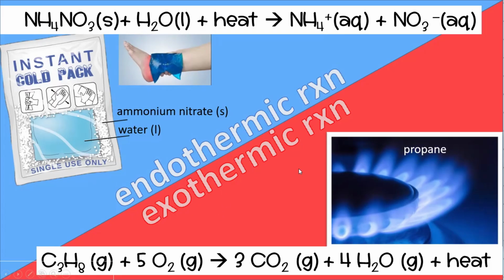An exothermic reaction example is propane. So the combustion of propane. So this is a gas burner here. Propane, C3H8, which is a gas, in the presence of oxygen, plus 5O2, also a gas, yields 3 carbon dioxides and 4 water molecules, all in the gaseous state, plus heat. So it produces heat. It gives off heat and it floats out the window. Exothermic reaction.